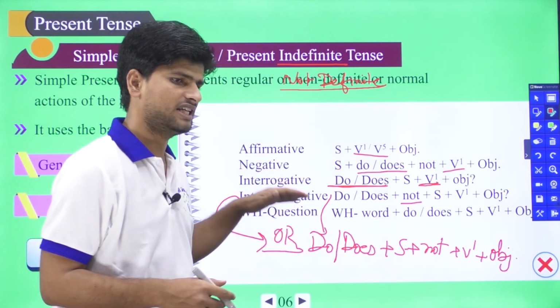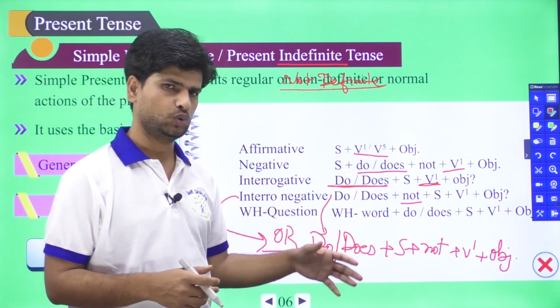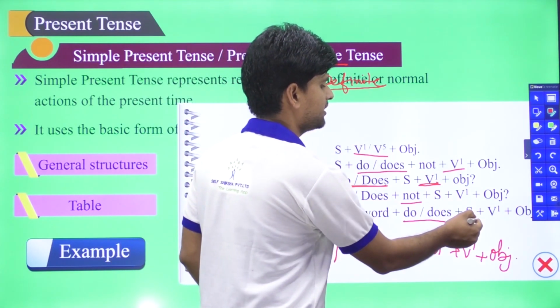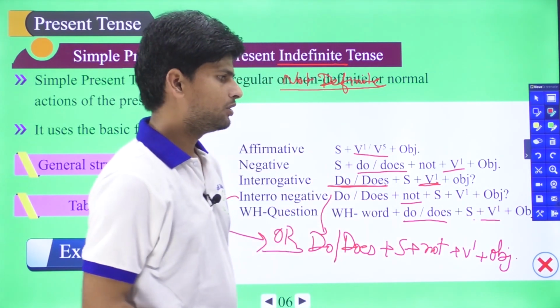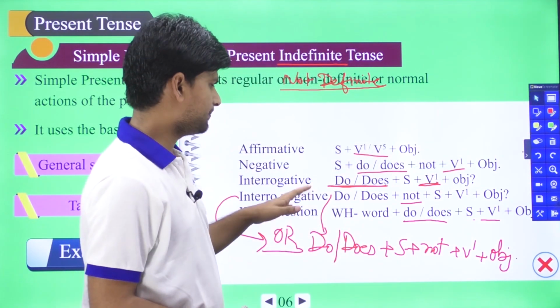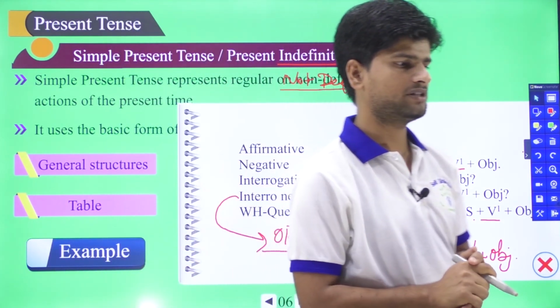So the next structure is WH questions. WH word plus do or does plus subject plus V1. Here you must notice the word do and does and the word V1. So this is the basic structure. So this is the basic structure about the simple present tense. यही आपका simple present tense का basic structure है.